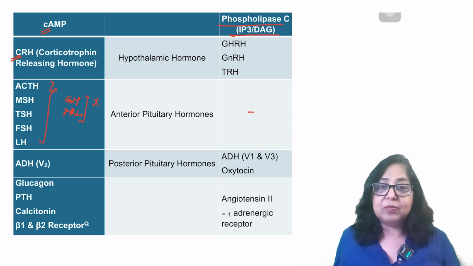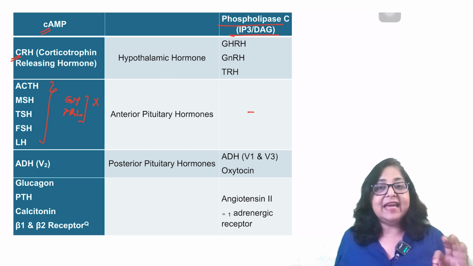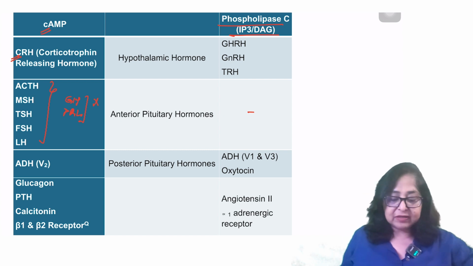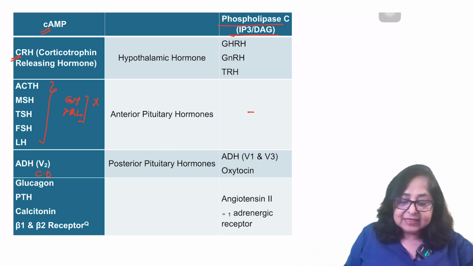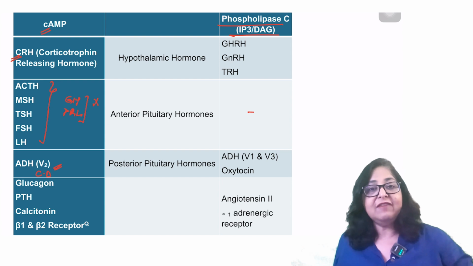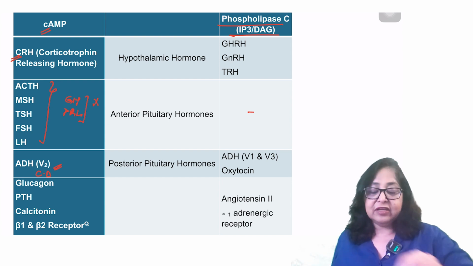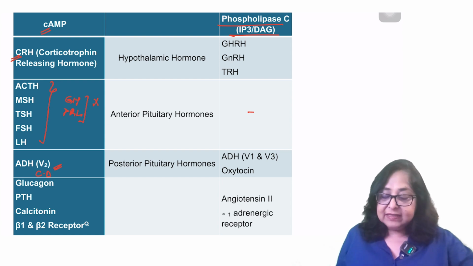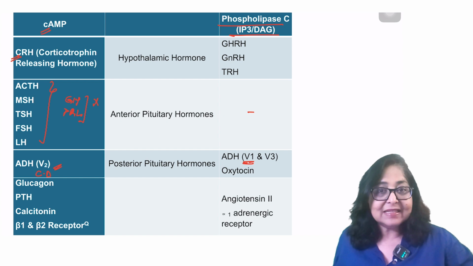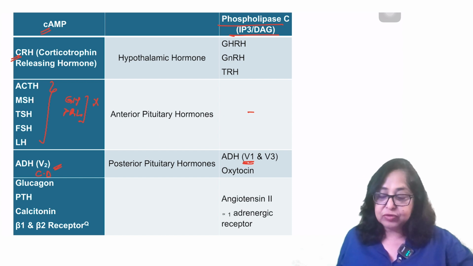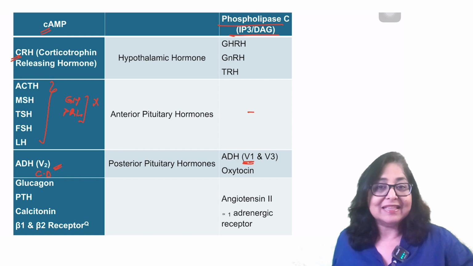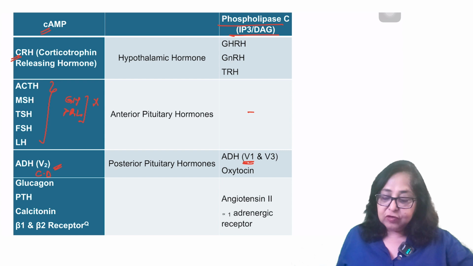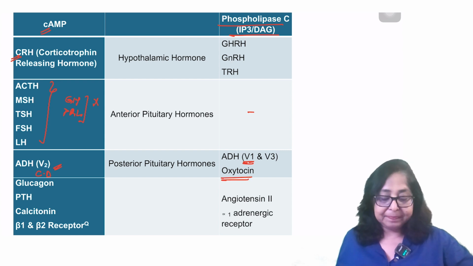Now, posterior pituitary hormones, ADH and oxytocin. ADH has 3 receptors, V1, V2, V3. The V2 receptor, which is present on the collecting duct, uses cyclic AMP as a second messenger. V1 and V3 use the phospholipase C mechanism. V1 is mainly present on the blood vessels and V3 on the anterior pituitary. It is responsible for release of ACTH. Now, oxytocin uses the phospholipase C mechanism.